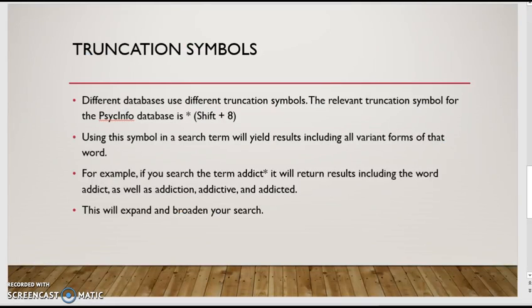Different databases use different truncation symbols. The relevant truncation symbol for the PsycInfo database is the star symbol. Using this symbol in a search term will yield results including all variant forms of that word. For example, if you search the term addict with the star sign as the last character, it will return results including the word addict, as well as addiction, addictive, addicted, and any other derivatives of that root word. This will expand and broaden your search.